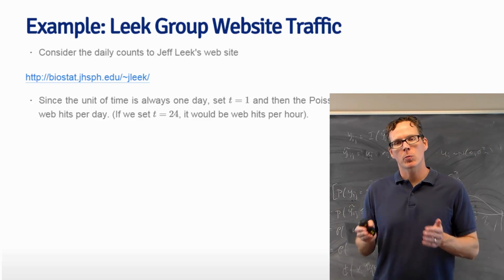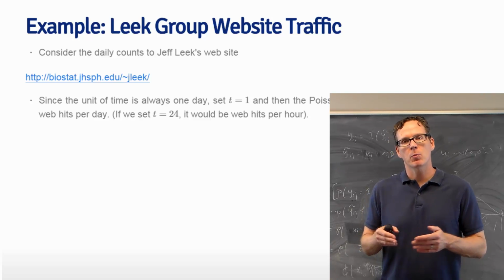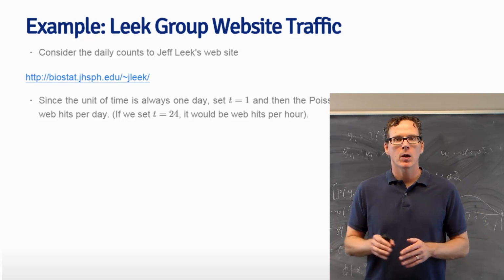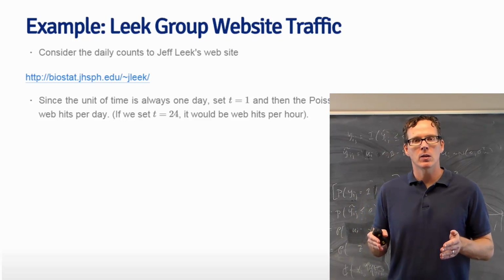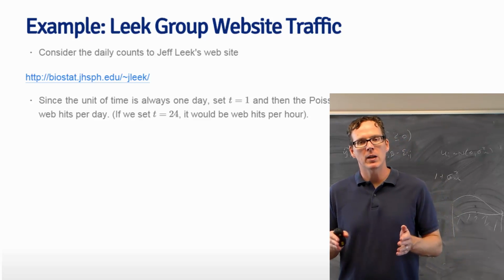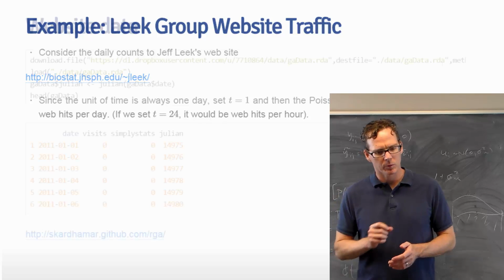Now, if we wanted to interpret the rate that we estimate as web hits per hour, we would have to put t equal to 24. So I hope you understand. And if you wanted it to be seconds, you'd need to put in t equal to 24 times 60 times 60, or for minutes, it would have to be t equal to 24 times 60, and so on.